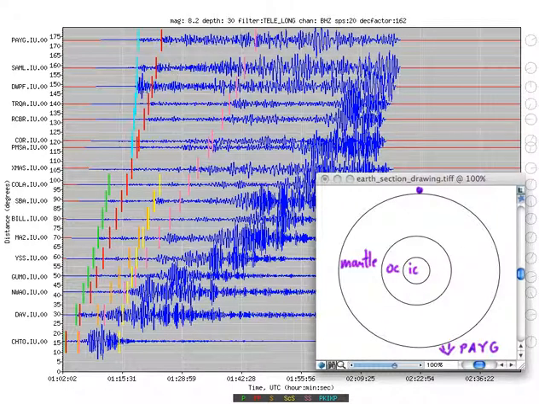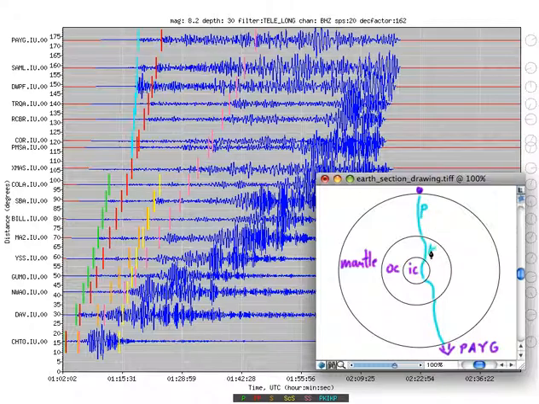So what are the arrivals that are coming into the station? Well, the first one is this one here. And that one is labeled PKIKP. So what that wave does is, it's a P wave in the mantle, it comes down here, it gets refracted in the outer core and the inner core, and back through the outer core, back out through the mantle to the station.